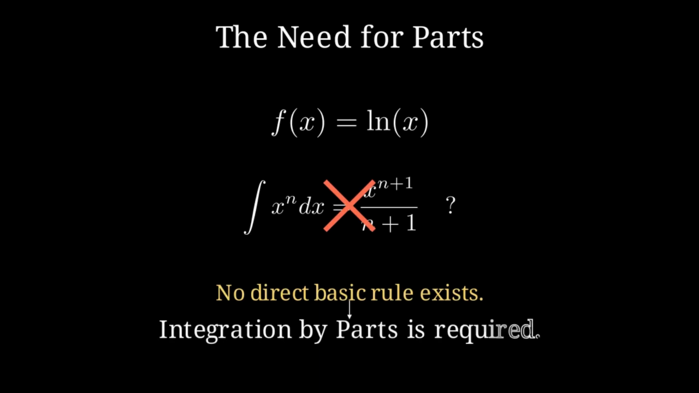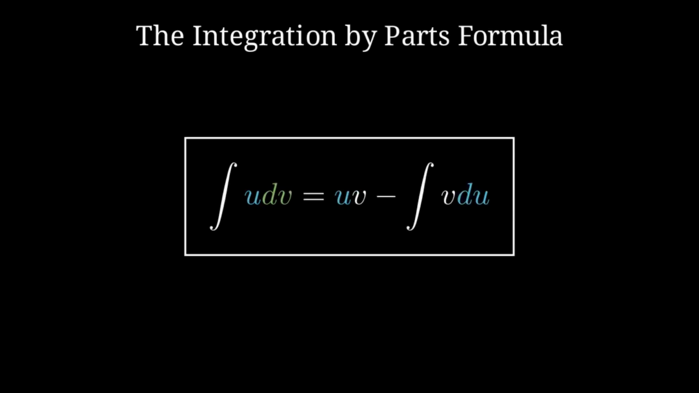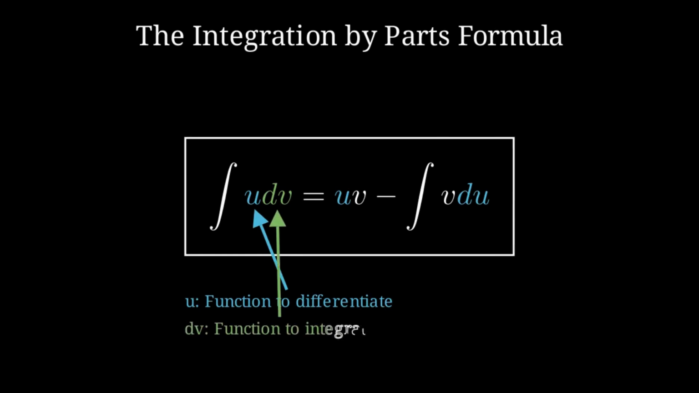Since ln x can be viewed as the product of 1 and ln x, we can apply the integration by parts formula to solve it systematically. The integration by parts formula is derived from the product rule for derivatives. It allows us to trade a difficult integral for a simpler one by choosing which parts of the expression to differentiate and which to integrate.